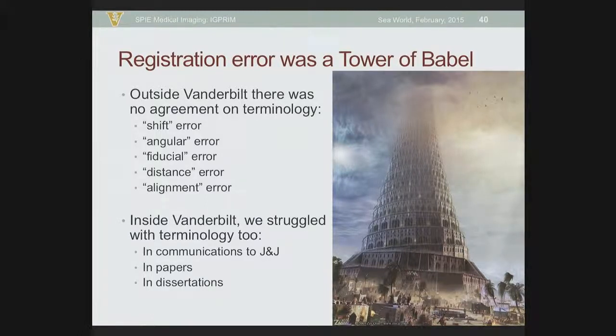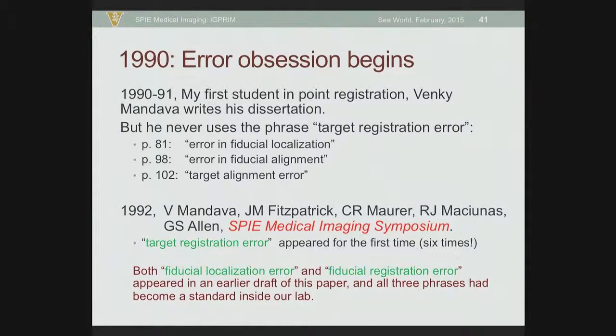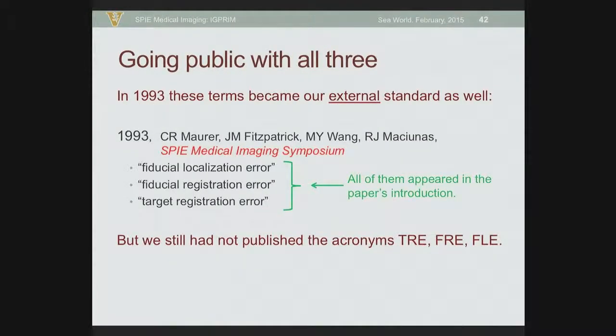People were using all those error descriptions, and they were confused, the same name meaning different things. We struggled with the terminology too in our papers and our communications. Here's this dissertation. He started working on that in 90, and I worked with him trying to help him with notation. We never used target registration error in that whole big book. But the next year we came to SPIE, and we used target registration error 6 times in that paper. And we'd used the other terms in our previous version of it. I don't know why we got rid of those.